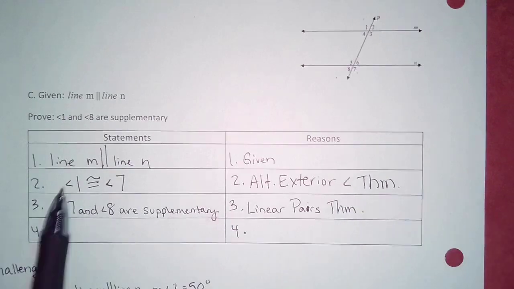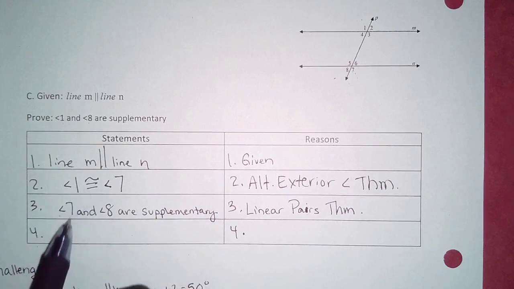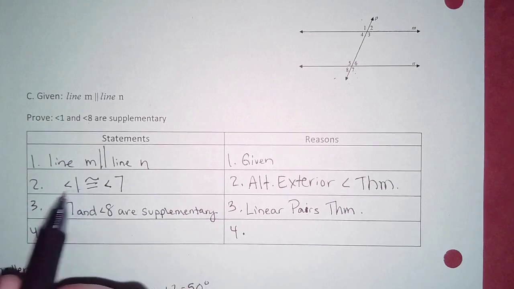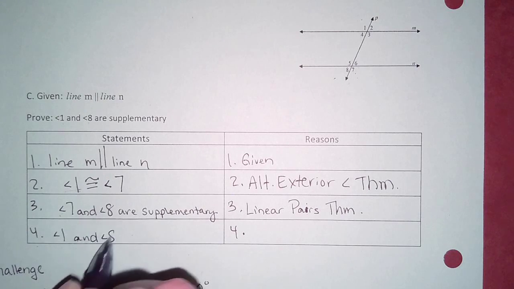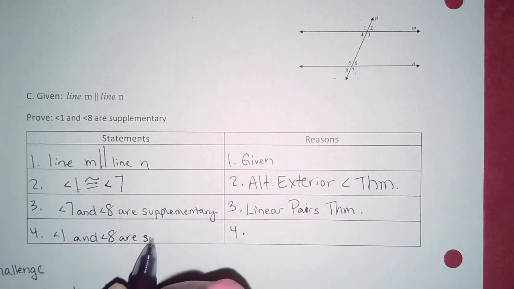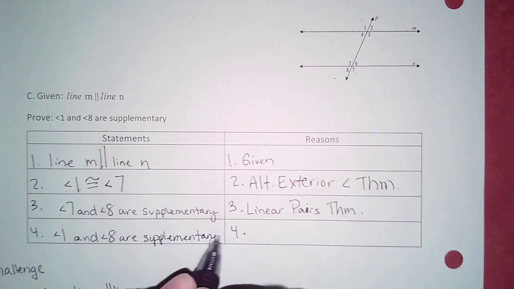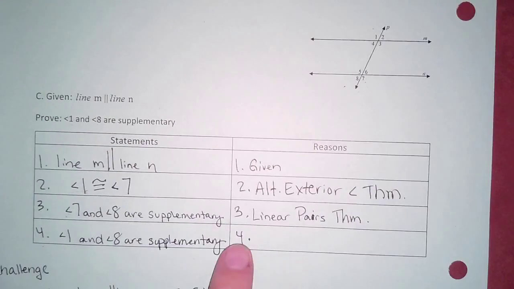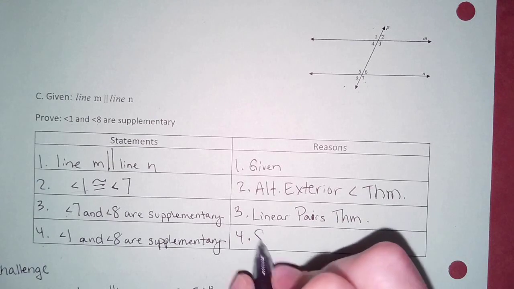Now, because angle 1 is equal or congruent to angle 7, I can replace this angle 7 here with a 1. So angle 1 and angle 8 are supplementary. How did I do that? I just substituted 1 in place for 7. So substitution.